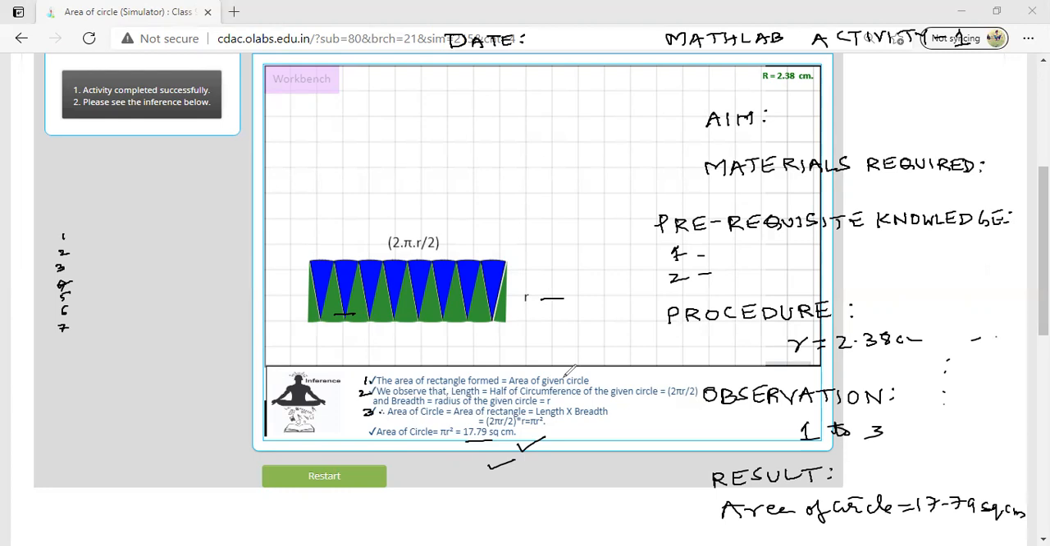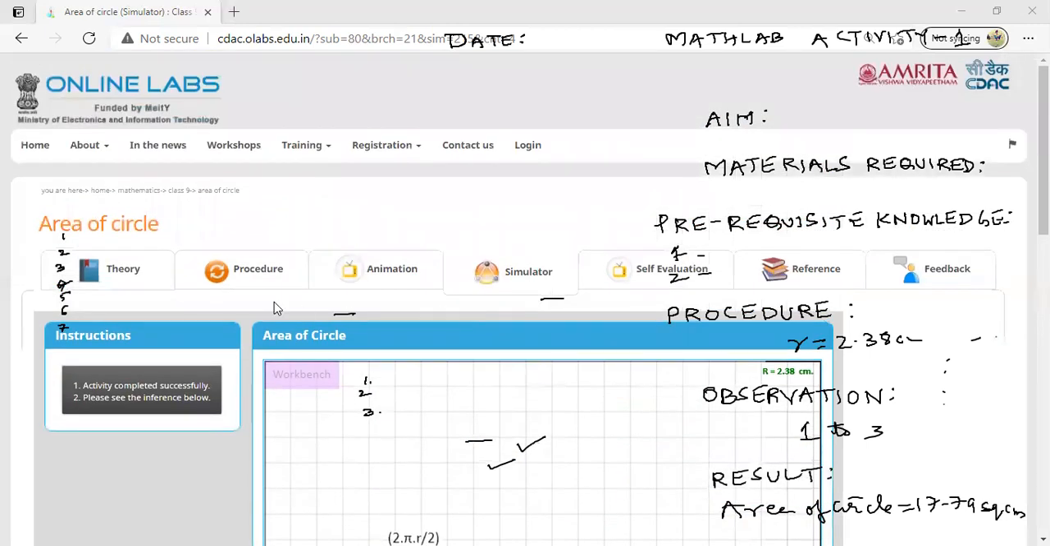Left side, if you have a notebook with left side lining and right side plain paper, you will write these points. Master activity left side: aim, materials required, prerequisite. Then you can go to the next page, but always write on the left side. Right side you leave for practical. Then again left side, next page: prerequisite, procedure, observation, result. And the right page is for practical. So on the right page, what will you do now?